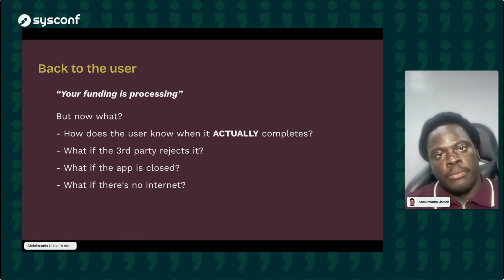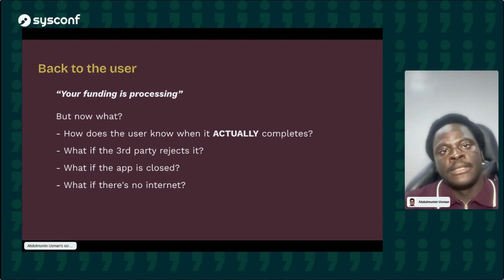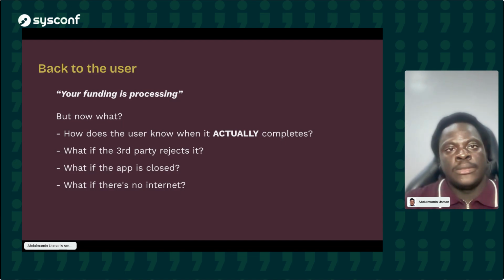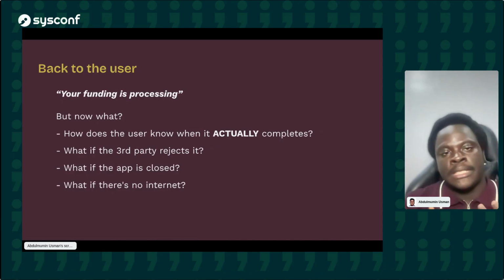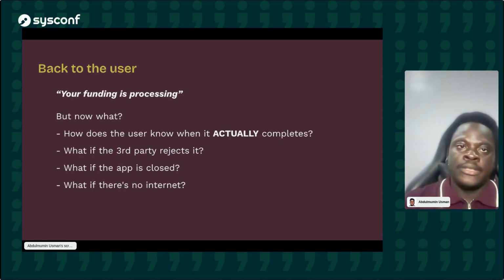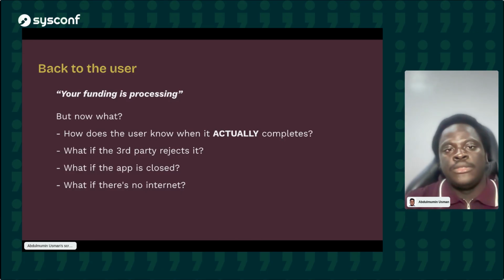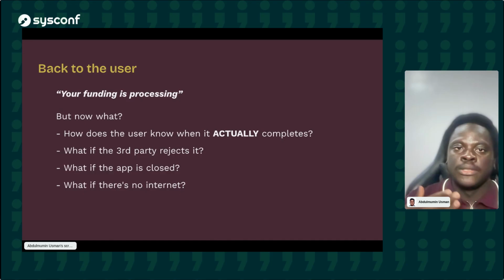Back to the user, we started the journey from the user trying to fund, which was speaking to a third party service, but something happened in between, and there's a mismatch between the UI state and what has actually happened on the server. So your funding is processing, but now what? How does the user know when it actually completes? What if the third party rejects it? What if the app is closed? What if there's no internet? How do I know? I just clicked on funding and it went immediately, and what's going on?